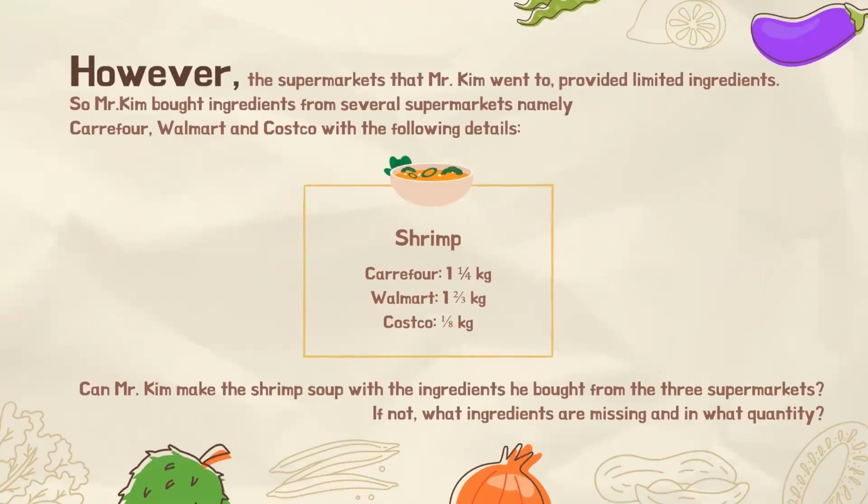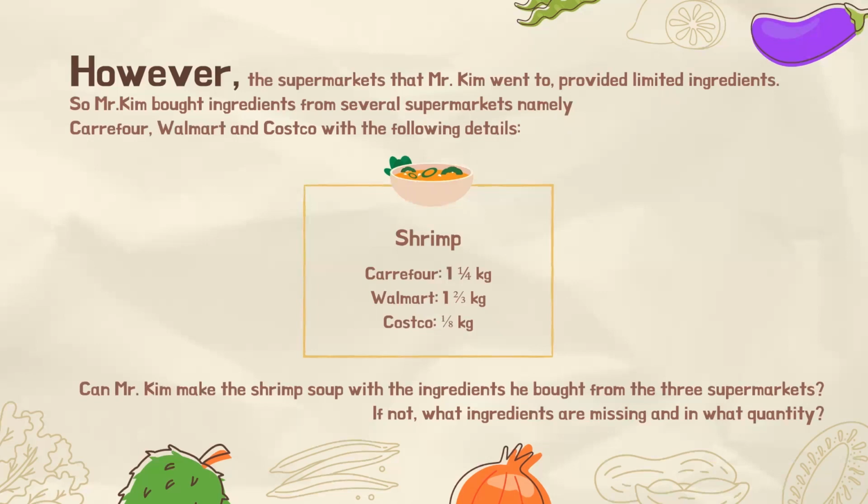To fulfill the ingredients he needed, Mr. Kim went shopping to the supermarket. However, the supermarkets that Mr. Kim went to provided limited ingredients. So, Mr. Kim bought ingredients from several supermarkets, namely Carrefour, Walmart, and Costco, with the following details. Mr. Kim bought 1 1/4 kilograms of shrimp at Carrefour, 1 2/3 kilograms of shrimp at Walmart, and 1/8 kilograms of shrimp at Costco.